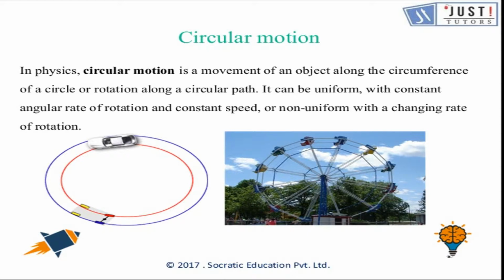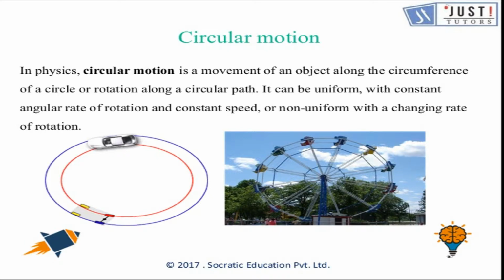Next up is circular motion. Now as the name suggests, whenever an object moves on a circular path or maybe along the circumference of a circle, we can say that the object is performing circular motion. Now this motion can be uniform with constant angular rate of rotation. Now when we talk about angular rate of rotation, it is referring to the angular velocity of the body.